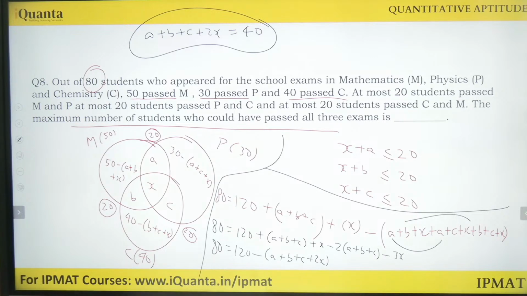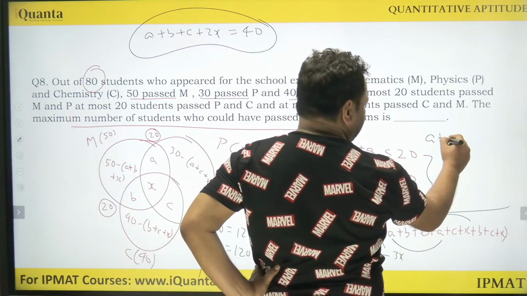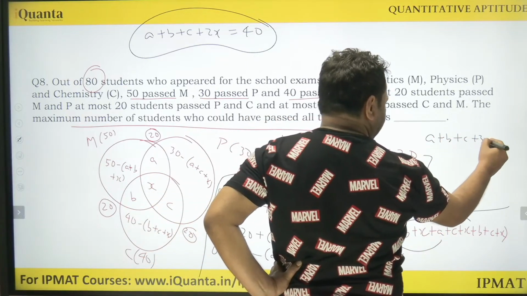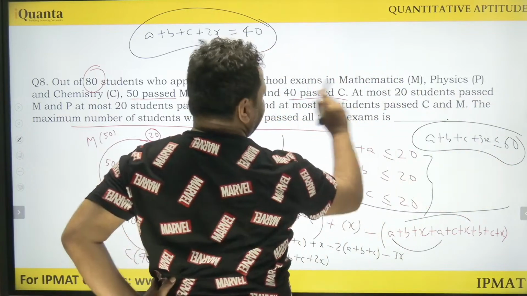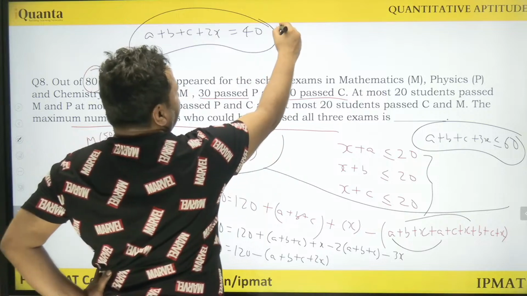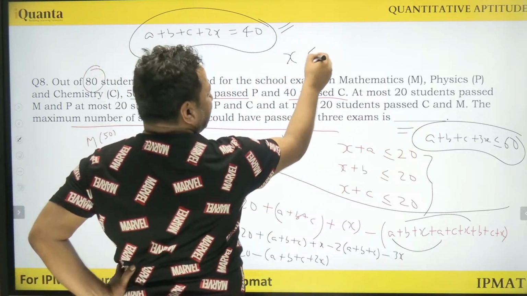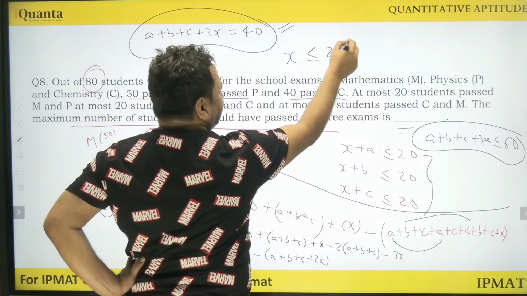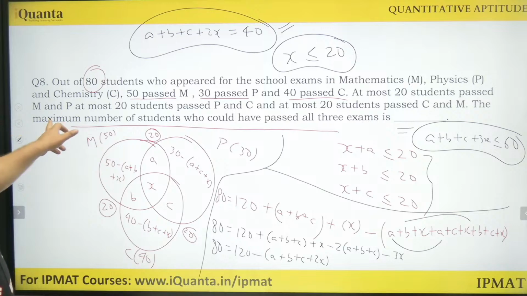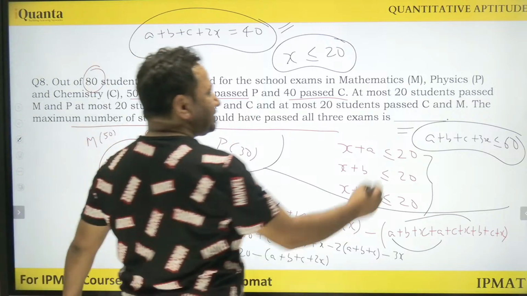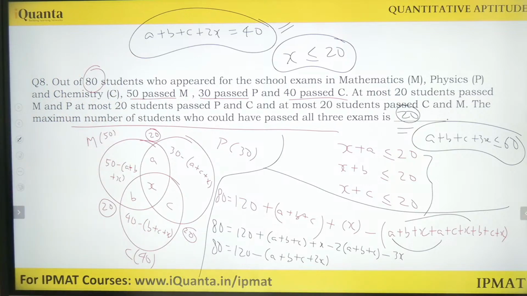All right. Now if I add all of them, what do I get? I'll get A plus B plus C plus 3X is less than or equal to 60. This and this is what we have. If I subtract this from this, I'll get X is less than or equal to 60 minus 40, that is 20. So X can be at max 20. That is what they have asked. Maximum students who would have passed all 3 exams is 20 happens to be our answer. Clear?